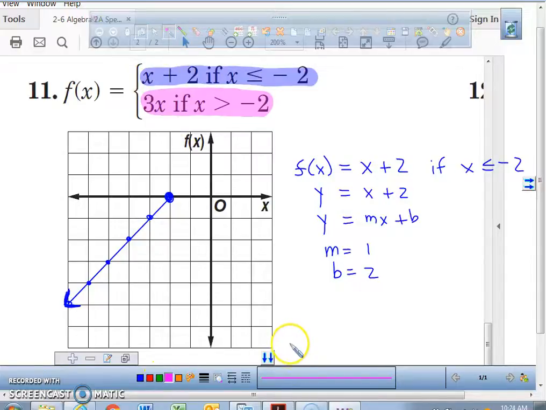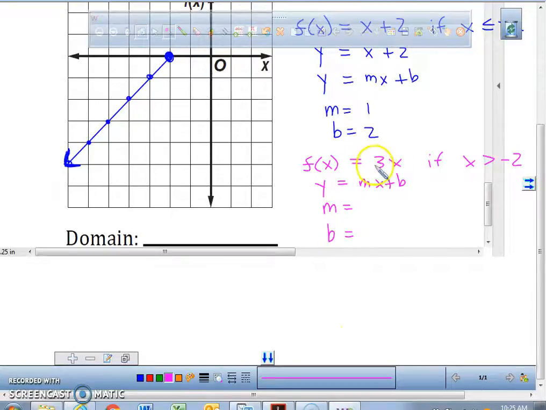Now we're moving on to the magenta portion, which is f of x equals 3x if and only if x is greater than negative 2. Now once again, this is in the form of y equals mx plus b. Could anybody tell me what the slope is of this? 3. What about the y-intercept? 0. Very good. So we have to make a line that has a slope of 3 with the y-intercept at 0.